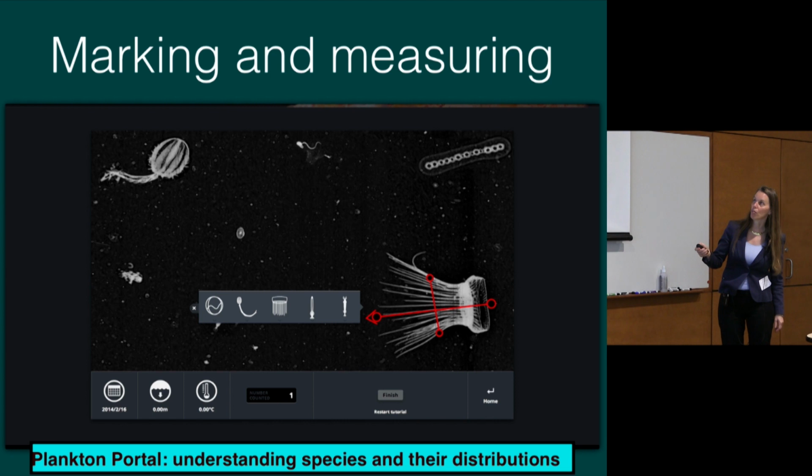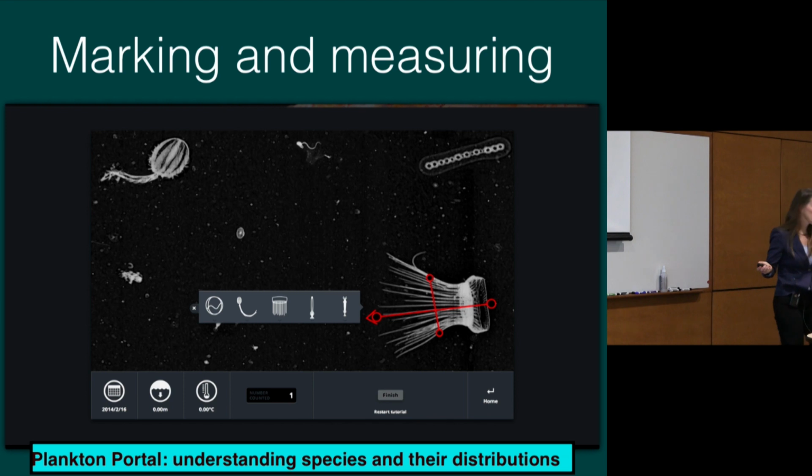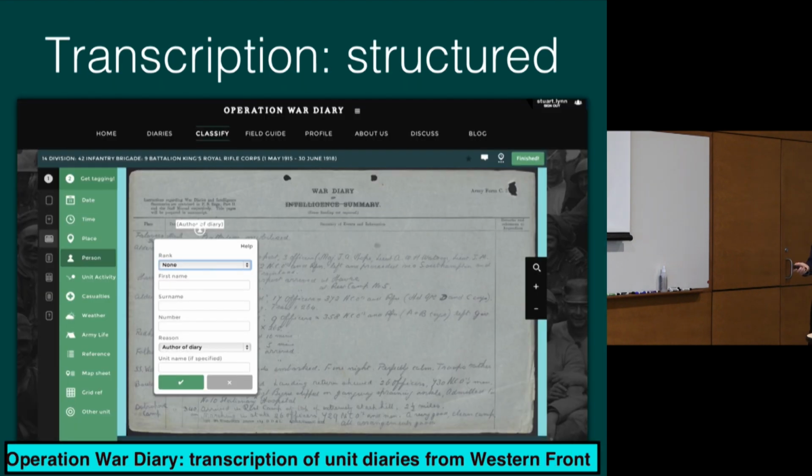Okay, so we can do marking and measuring. So this is Plankton Portal. This is probably of great interest to this crowd: the idea that you can mark a location and/or mark an object on a page and measure. There are several potential measuring tools that we can use, but the most common is semi-major, semi-minor axis measurements.